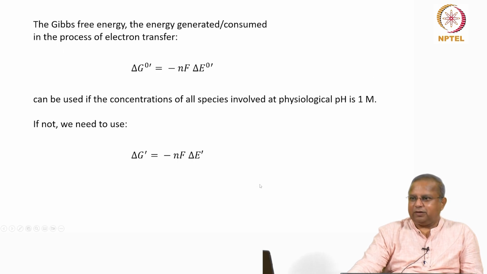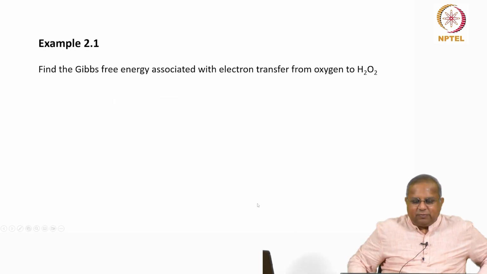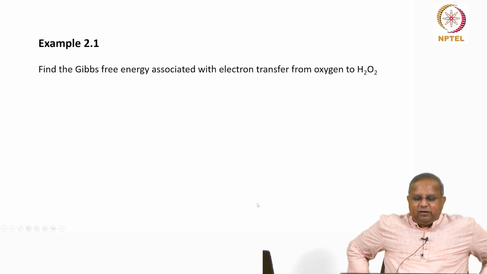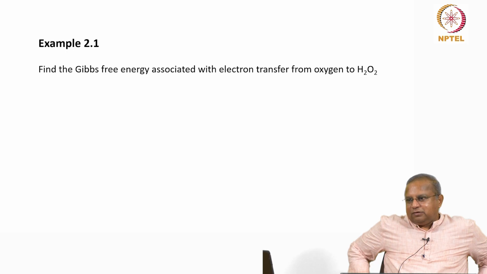Okay. Now, for the remainder of this class, 10 minutes left, right? For the first 5 minutes, you might need to use the information on the Moodle page, and you could search the net and so on, to solve this problem. Find the Gibbs free energy associated with electron transfer from oxygen to hydrogen peroxide.